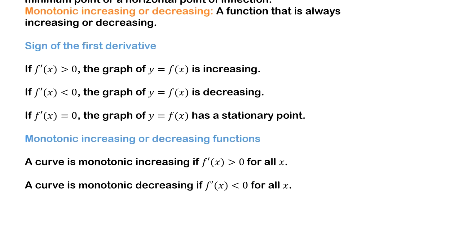So we're going to use the first derivative to help us identify graphs that are increasing, decreasing, and where the stationary points are. If the derivative of the function is greater than 0, we know that the function is increasing. If the derivative of the function is less than 0, the graph is decreasing. And if the derivative of the function equals 0, that is where there is a stationary point. Again, a monotonic increasing or decreasing function is increasing if the derivative is greater than 0 for all values of x, and it's monotonic decreasing for all values less than 0.